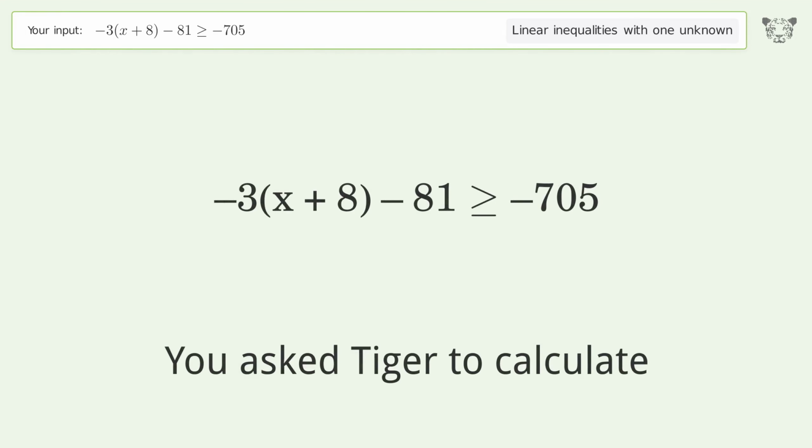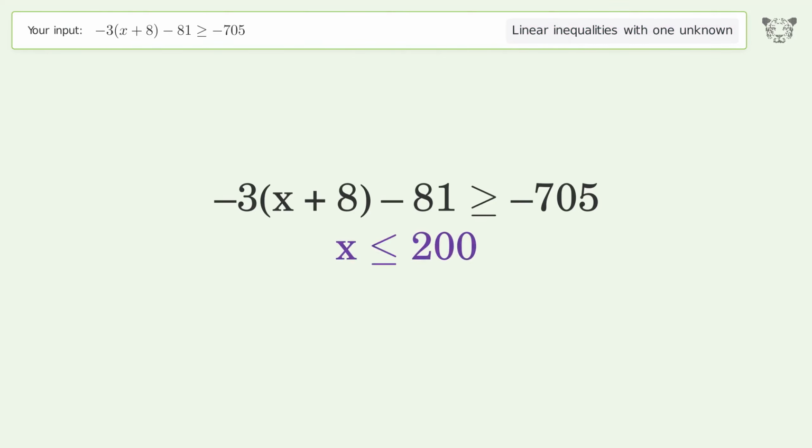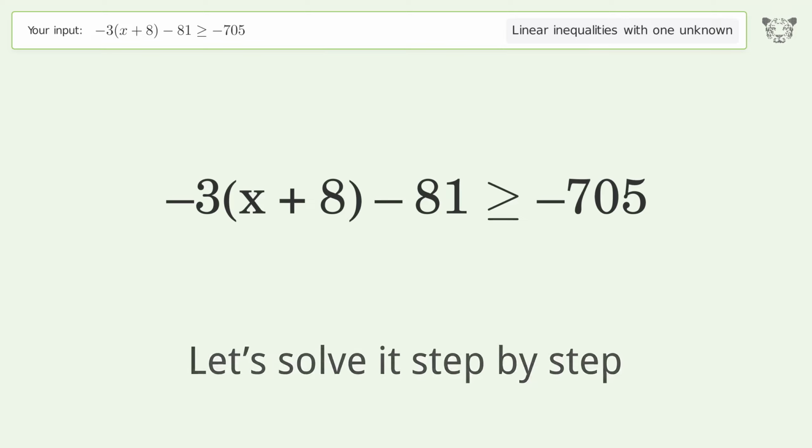You ask Tiger to calculate. This deals with linear inequalities with one unknown. The final result is x equal or smaller than 200. Let's solve it step by step.